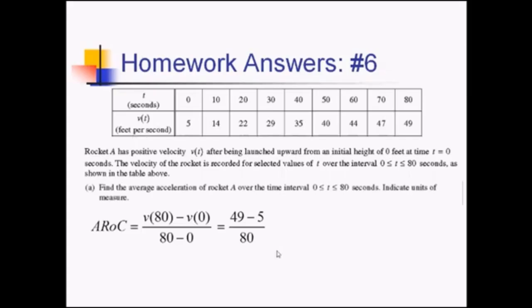Or if you want to risk it, you could simplify this. This would be 44 over 80, which would be 11 over 20 if you reduce it. So 11 over 20 feet per second squared, the most reduced answer here.